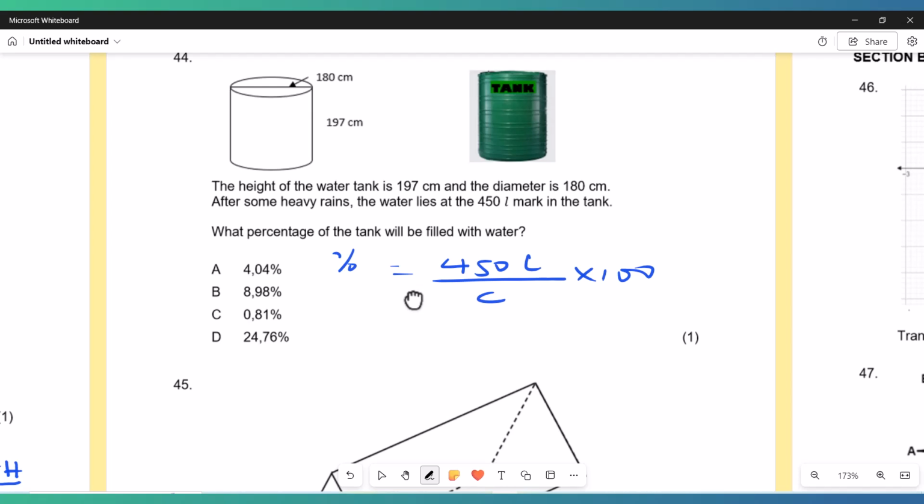So my capacity C equals pi r squared h. Now the radius, because diameter is 180, I divide by 2 to get 90. So pi times 90 squared, and the height now is the 197, so times 197. So which gives me what here? Calculators. That's pi times 90 squared times 197. Yeah, it gives me 503039.